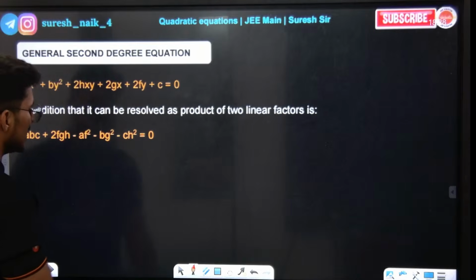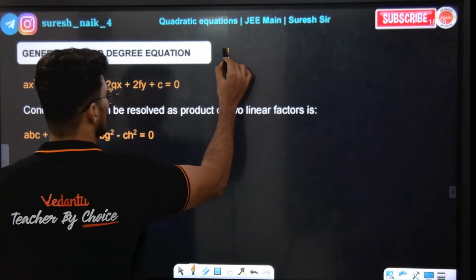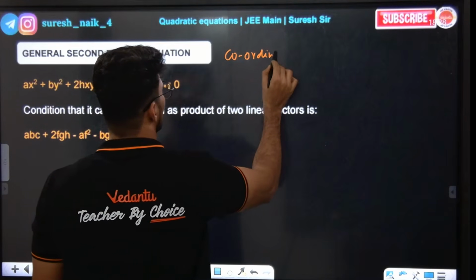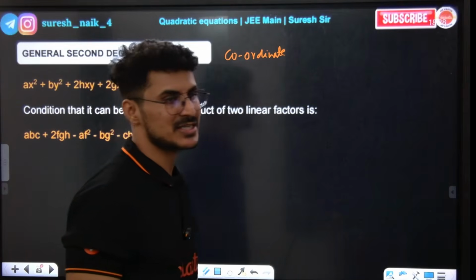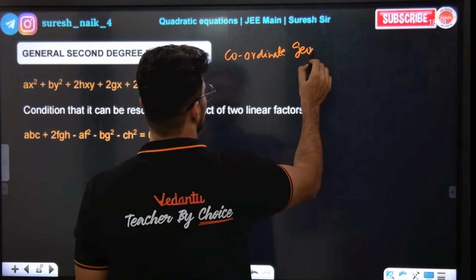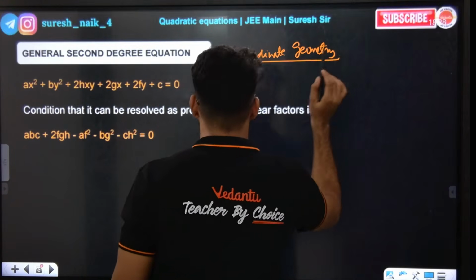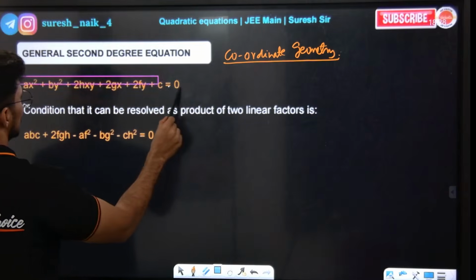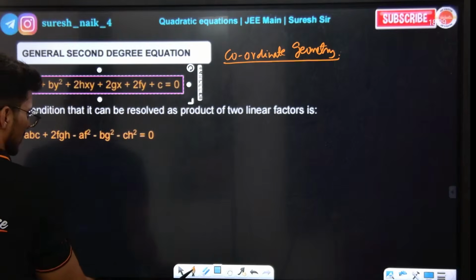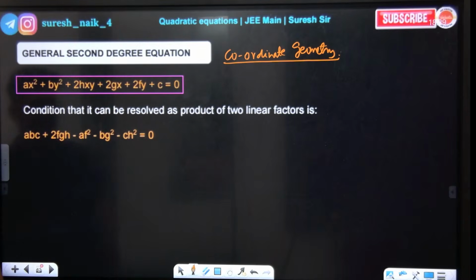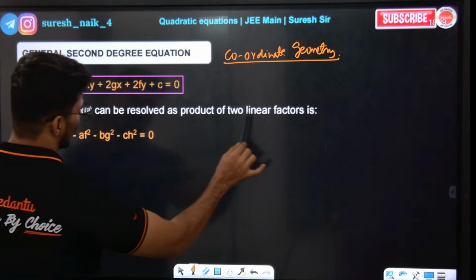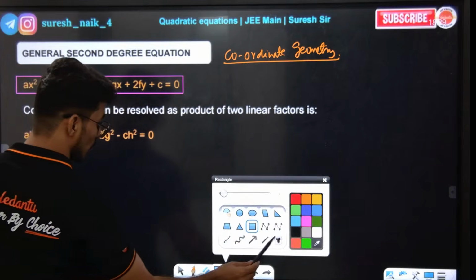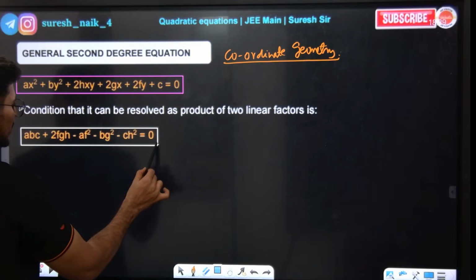One more concept: the general second degree equation. Super important. This is important. You will be studying this in coordinate geometry as well. Those who are in 12th may already have seen this in coordinate geometry. Sir, this is a second degree equation. ax square plus by square plus 2hxy plus 2gx plus 2fy plus c equals 0. The condition that it can be resolved as a product of 2 linear factors. What is the condition for that? This is the condition to resolve this second degree equation into 2 linear factors.